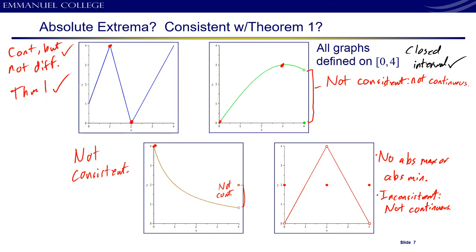But your requirements are very clear. Continuous on a closed interval. To guarantee. Just because it's not continuous and just because it's not a closed interval doesn't mean that you're not going to have an absolute max or an absolute min. You're just not guaranteed that.